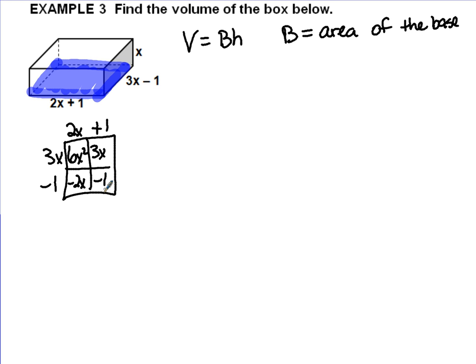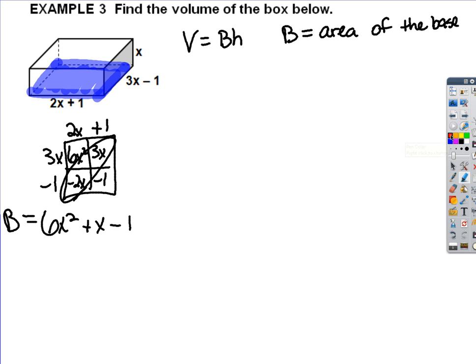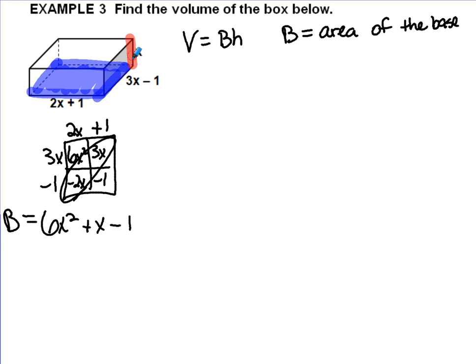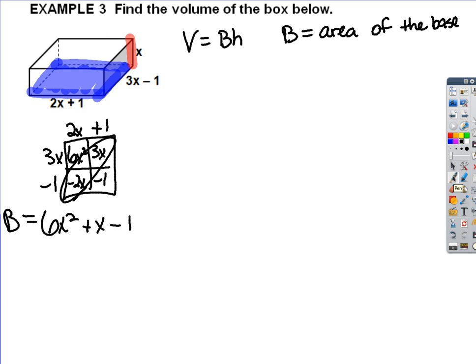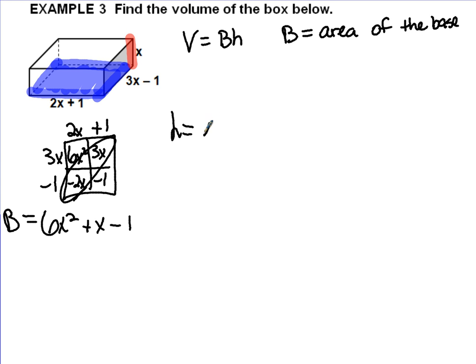And this is negative 1. Add the diagonals and I get 6x squared plus x minus 1. Okay, that is the area of the base. So that's capital B. Now I've got to find H. H is right here. It is the height of that box. So H is equal to x.